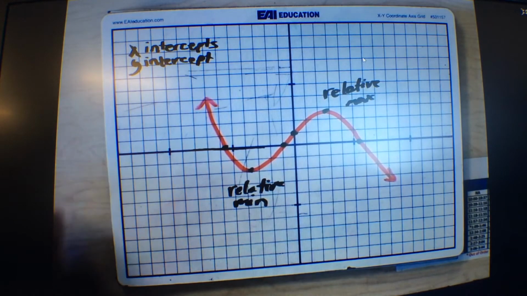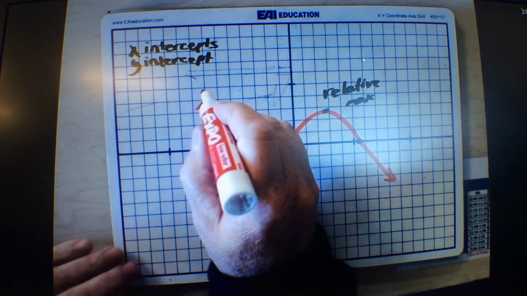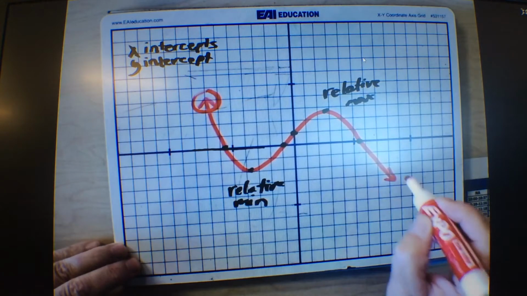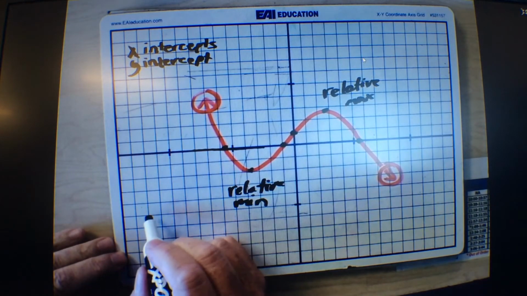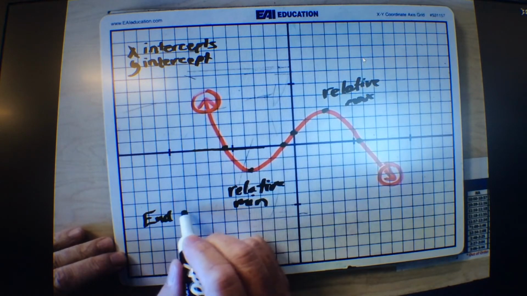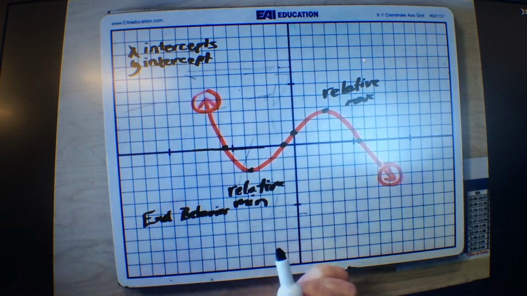Okay. So the extrema are the places that are higher and lower than the places around it. Now we do have an absolute max and an absolute min. We do not have them in this case because our arrows go on, right? Speaking of our arrows, we are going to talk about this and this right now. And I'm going to change markers. This is what we call end behavior.